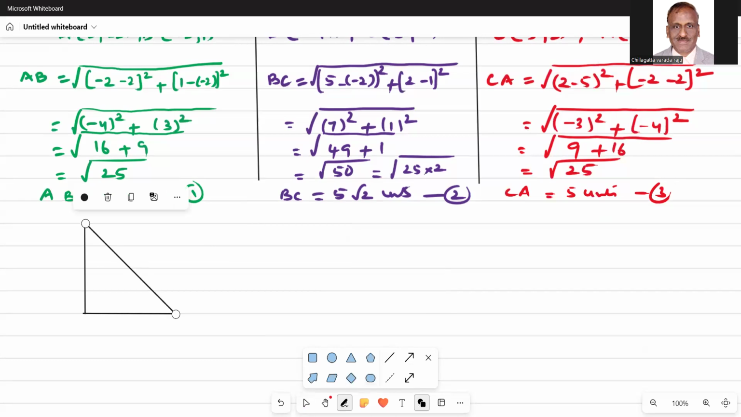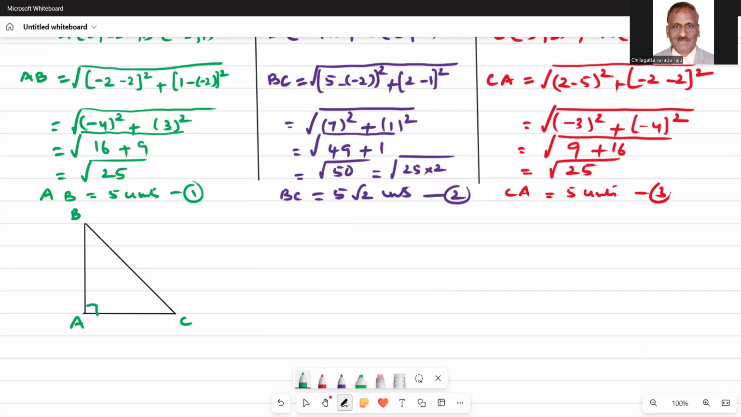Which angle will become 90 degrees here? The angle opposite to the hypotenuse. BC is the hypotenuse. First, let us label BC. So if I label BC, the leftover vertex is A only, no? So that means angle A is equal to 90 degrees. BC is equal to 5 root 2 units, and AC is equal to 5 units, and AB also 5 units. That means what kind of a right angle triangle is it? It is an isosceles right angle triangle because two sides are equal.